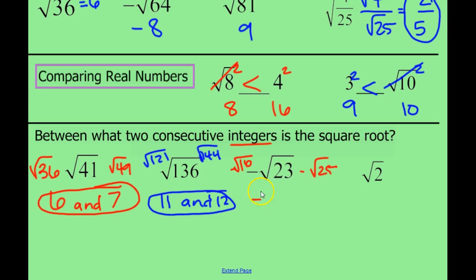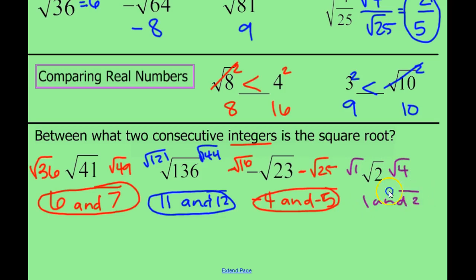So this next one should have been between the negative square root of 16, which is negative 4, and negative square root of 25, which is negative 5. So your answer would be like negative 4 point something, because it's between 4 and 5. And the last one, this would be between square root of 1 and square root of 4, which is really between 1 and 2.